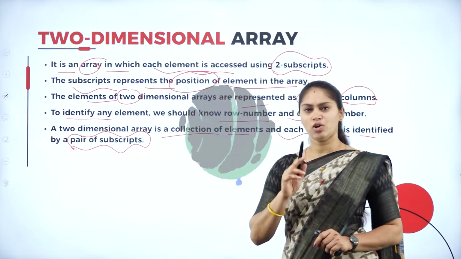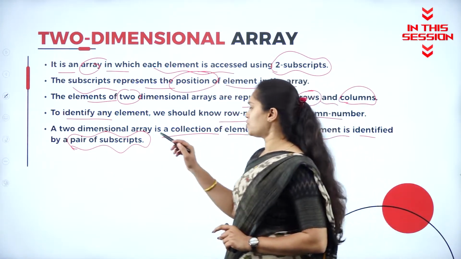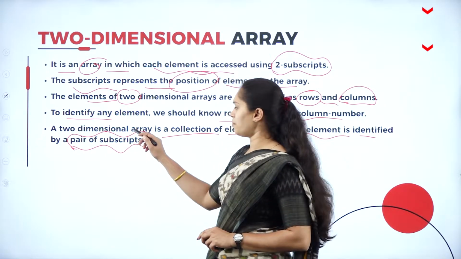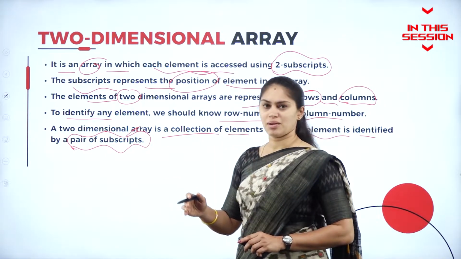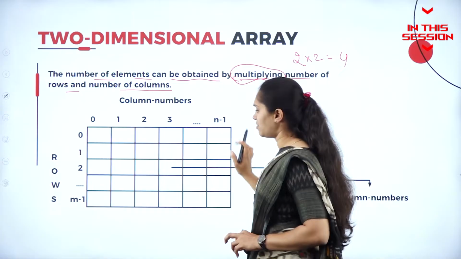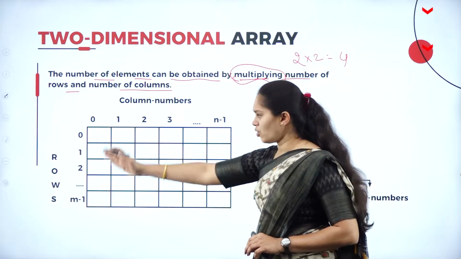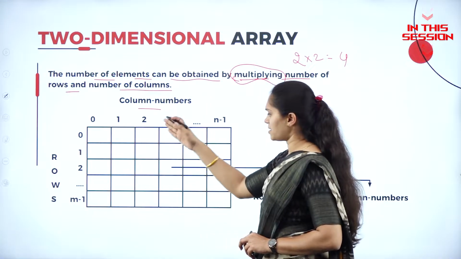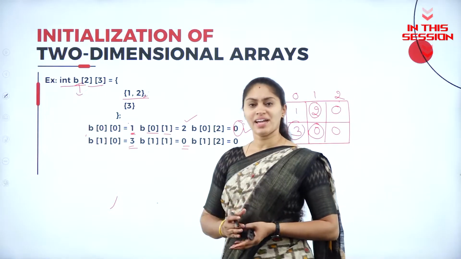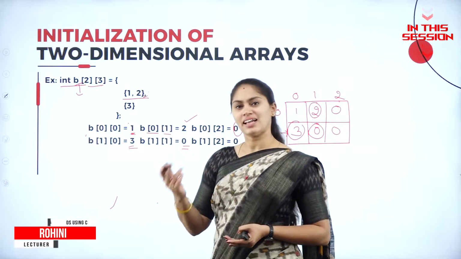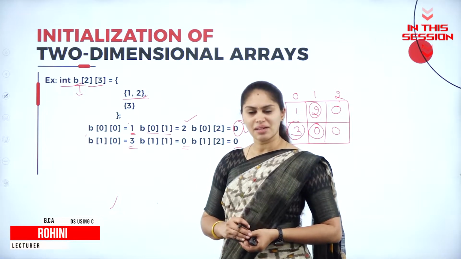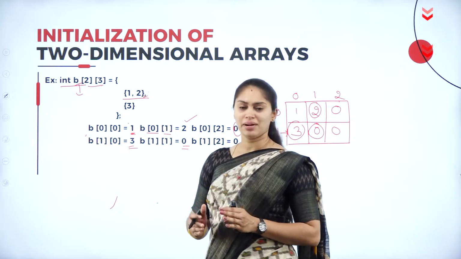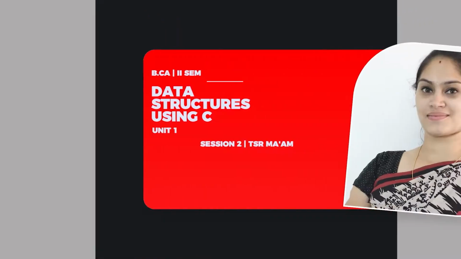In the one-dimensional array, only one subscript. But when it comes to the two-dimensional array, it will be of pair of subscript. So one represents the row and another subscript represents the column. It will be a combination of rows as well as columns. This represents the rows and this side represents the column. So when we have a less number of elements than the size of an array, by default the compiler will initialize that element value by 0.